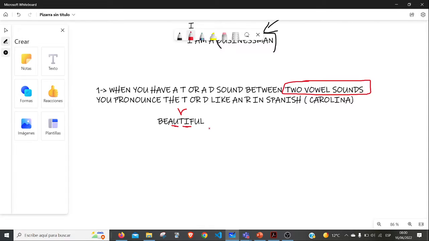The second one: R, T, vowel sound. Okay, focus on this. When you have an R, T, and then a vowel sound, you omit the T. You don't pronounce the T.